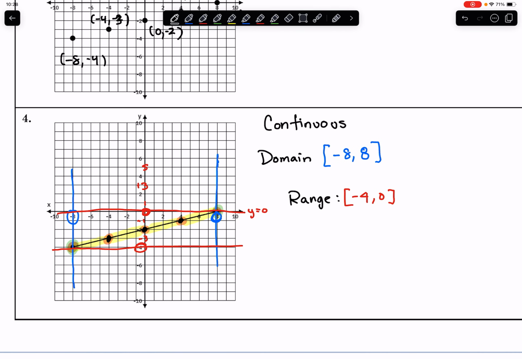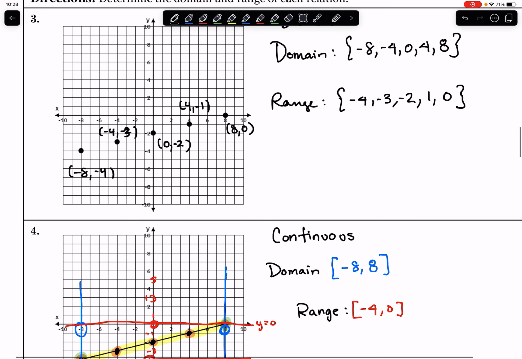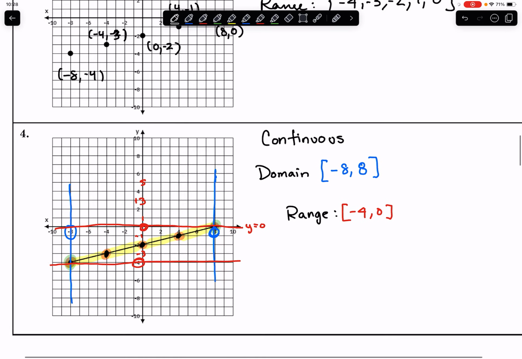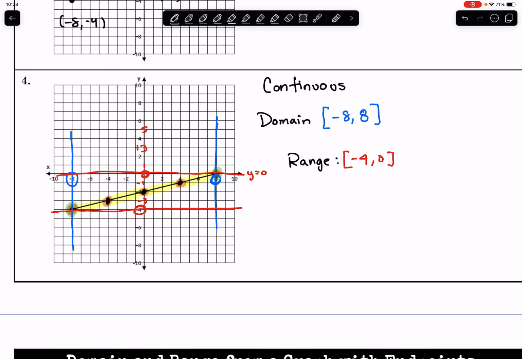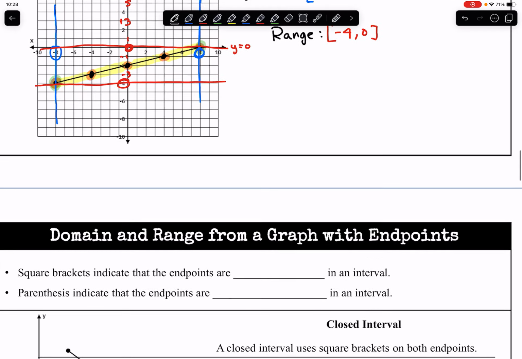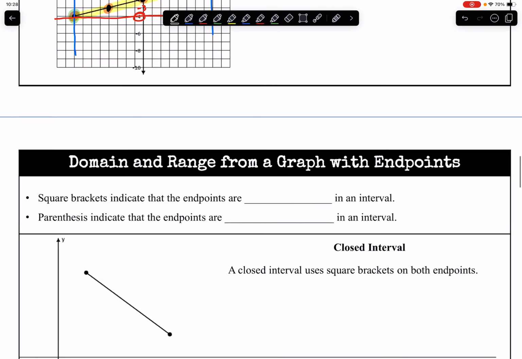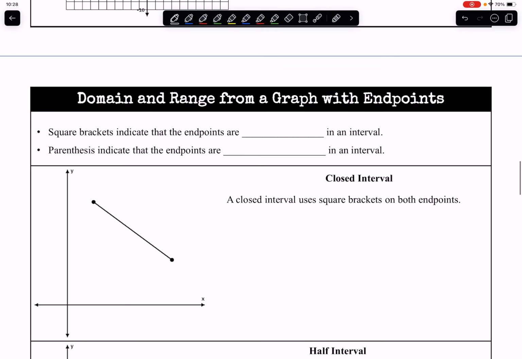So the way we determine the domain and range for this is going to be different depending on whether it's a discrete relation. We just simply list the numbers, but for continuous data, we have to consider everything in between. Now, because of that, it falls into one of the following when we have a relation using a graph with endpoints. So let's go over how to identify the domain and range from a graph with endpoints.